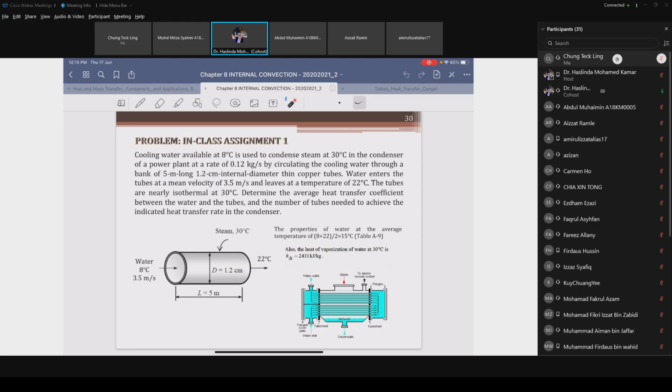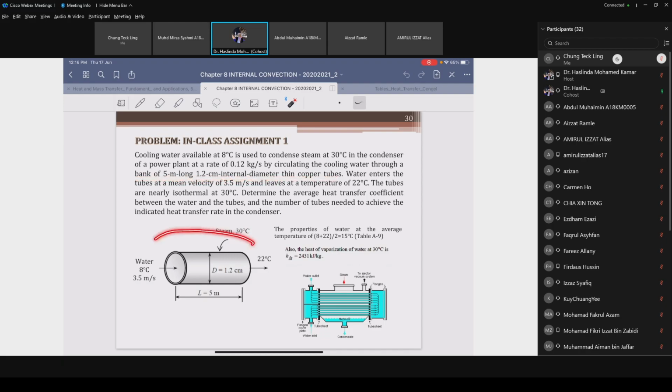If the audio is not heard or is cutting out, let me know by phone. Okay. Cooling water available at 8 degrees Celsius is used to condense steam at 30 degrees Celsius in the condenser of a power plant at a rate of 0.12 kilogram per second by circulating the cooling water through a bank of 5 meter long, 1.2 cm internal diameter thin copper tubes.